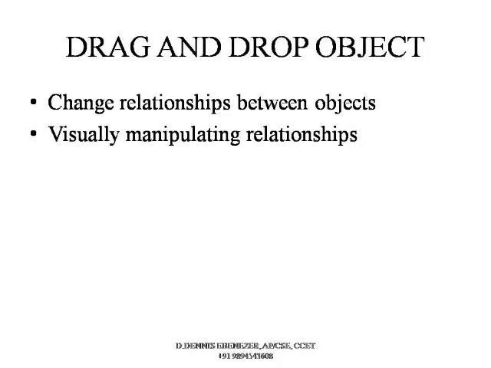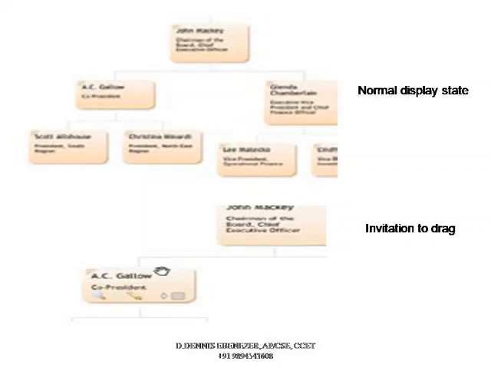The next method is drag and drop object. This method is used to change the relationship between objects. This can be used when we deal with hierarchical change and relationship management. As we can see in the example, this also has four stages. The first one is normal display state, second one is invitation to drag, third one is dragging, and the fourth one is drop. In this, the invitation to drag stage is given to only certain objects which are enabled for dragging.